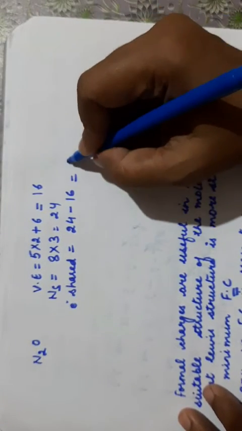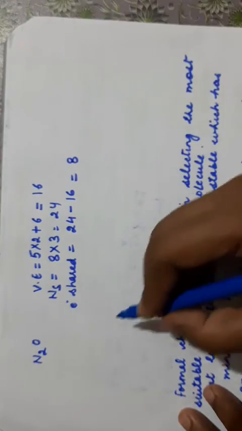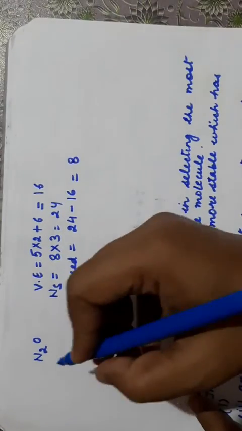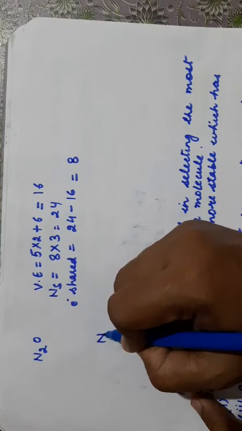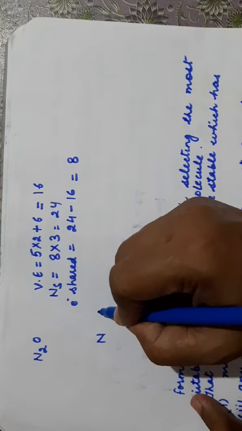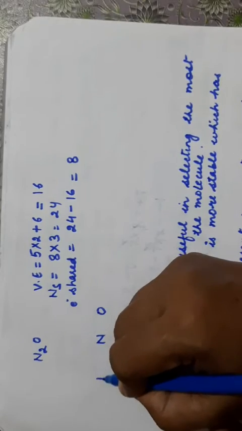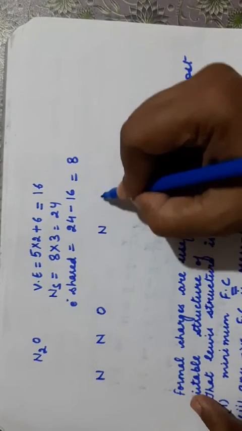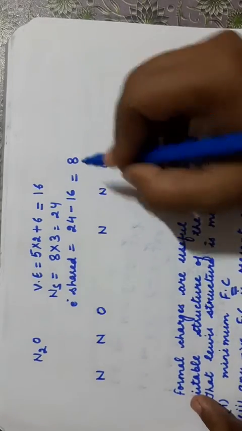So how many electrons will be shared? Electrons shared will be 24 minus 16. That means 8 electrons will be shared. So draw the structure. Now there is an N2O. You can either draw this structure. This is N and N here. Now you have to make 8 electrons.